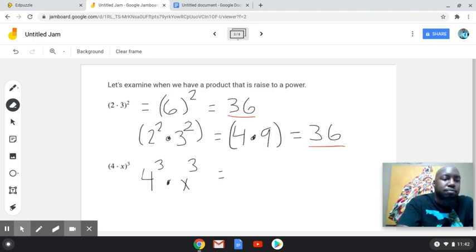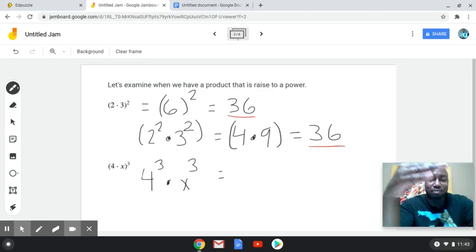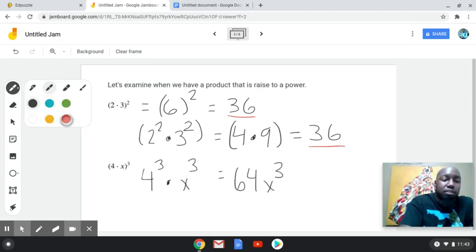Okay, so we already distributed our power. Now we have to look at both of the terms. 4 to the third is a number, so we can multiply that out. Again, 4 times 4 times 4, that's 64. X to the third is just going to be x to the third. And so that's our answer for that one.